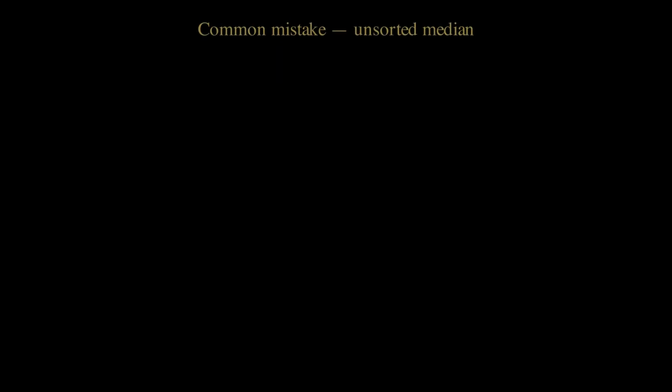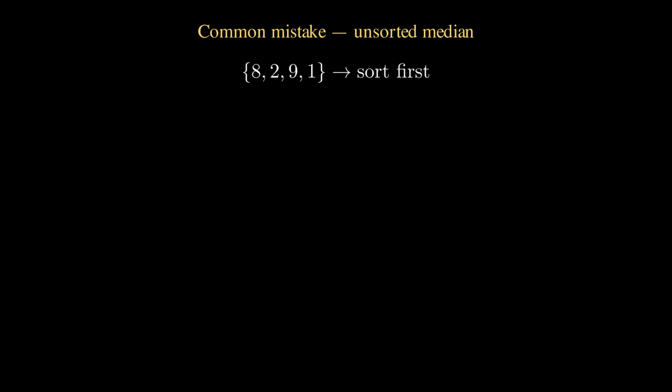Common mistake, grabbing the middle value before sorting. The median only works on an ordered list. If you see 8, 2, 9, 1, sort first. Otherwise, your so-called middle is just a random interior pick. Another slip is confusing mean with median when duplicates exist. Mode cares about frequency, not position.